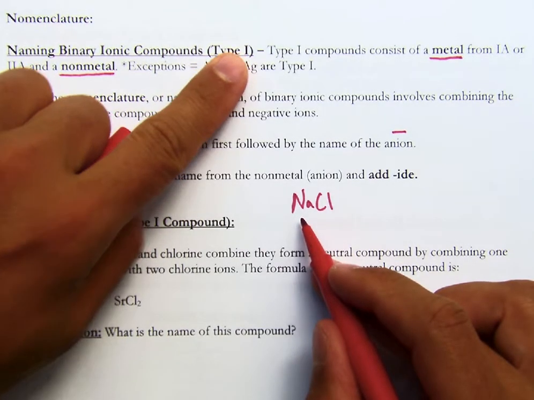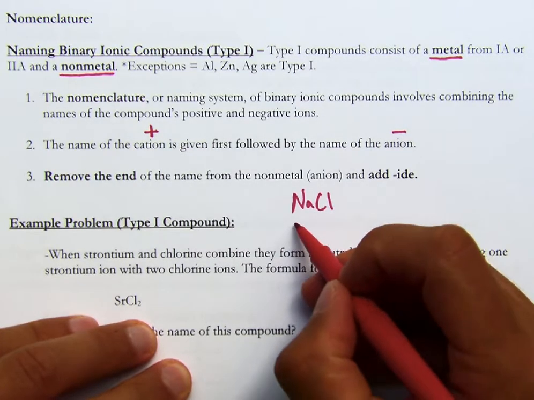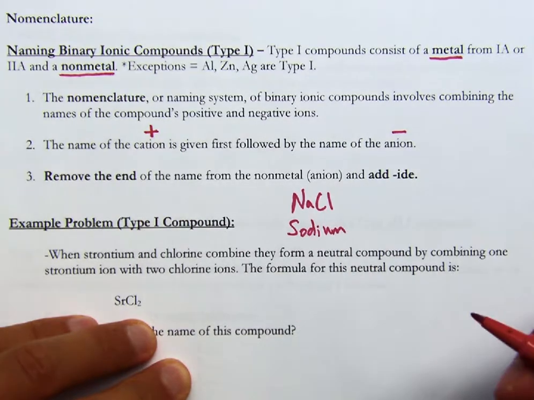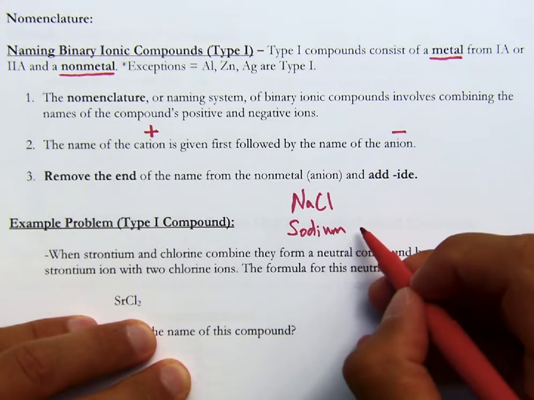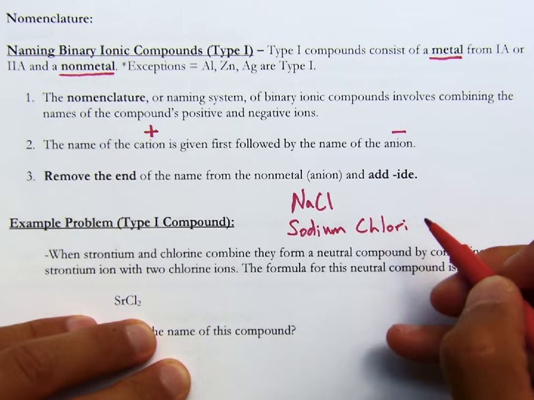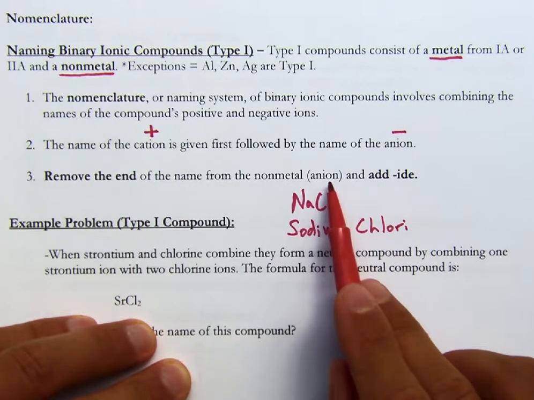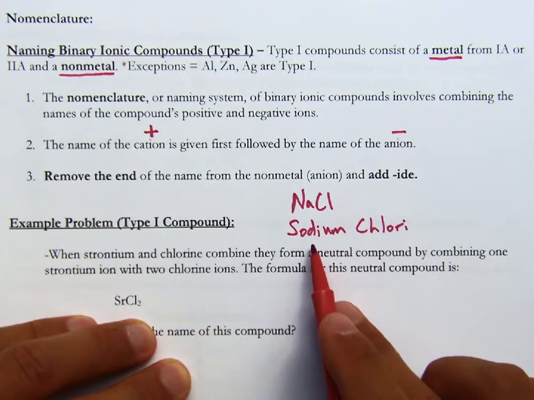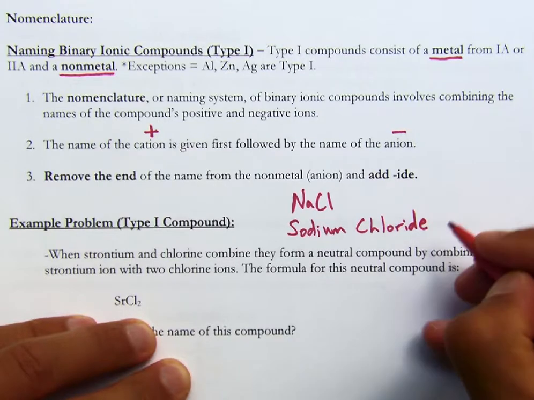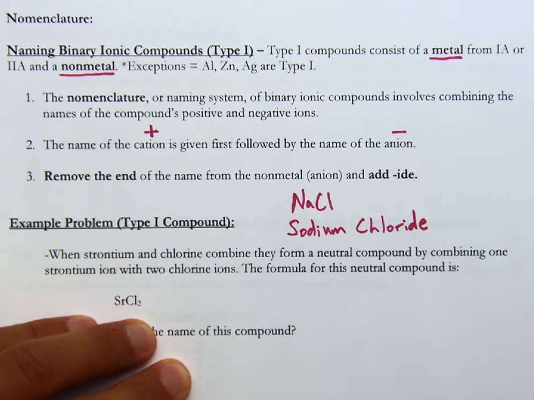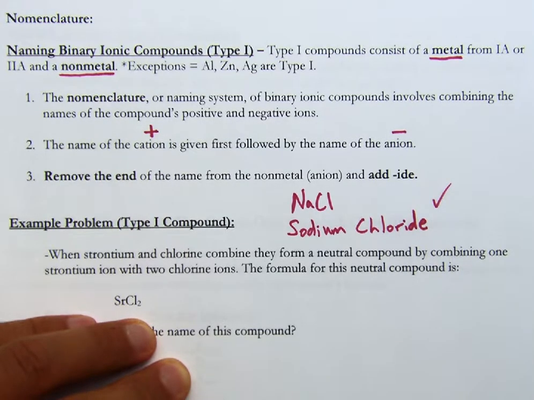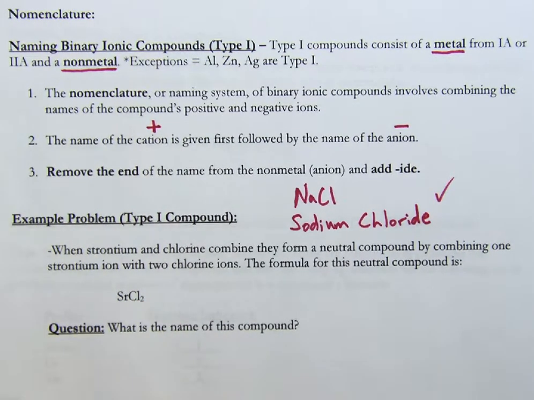Type 1. When you're naming it, you name the metal, which is sodium. That's the cation. And then you name the anion. This is chlorine. But you change the anion ending to "ide." So it's not sodium chlorine, it's sodium chloride. Oh, sodium chloride, salt, NaCl. You probably use that in your daily life frequently.